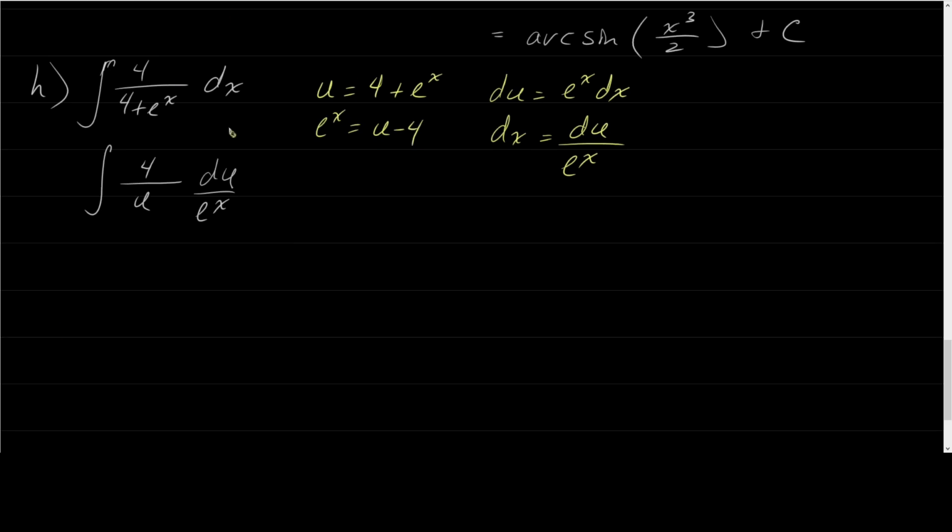So what we can do now is rewrite this as u minus 4. Well, let's write that in white. U minus 4. There we go. So that's what we end up with there. So this would be the integral of 4 over u times u minus 4 du.